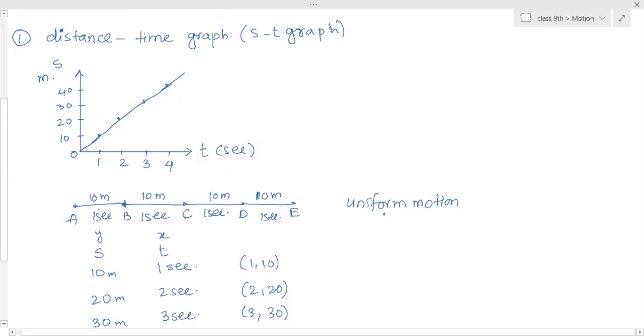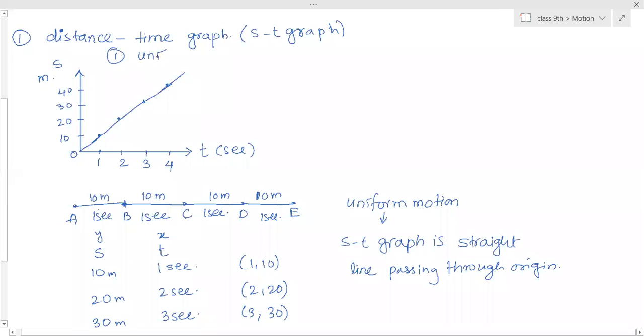So for uniform motion, the S-T graph, that is, the distance-time graph, is a straight line passing through the origin. Okay, so it is always so for the distance-time graph. So first case, uniform motion. How do we get the graph? That is a straight line passing through the origin.